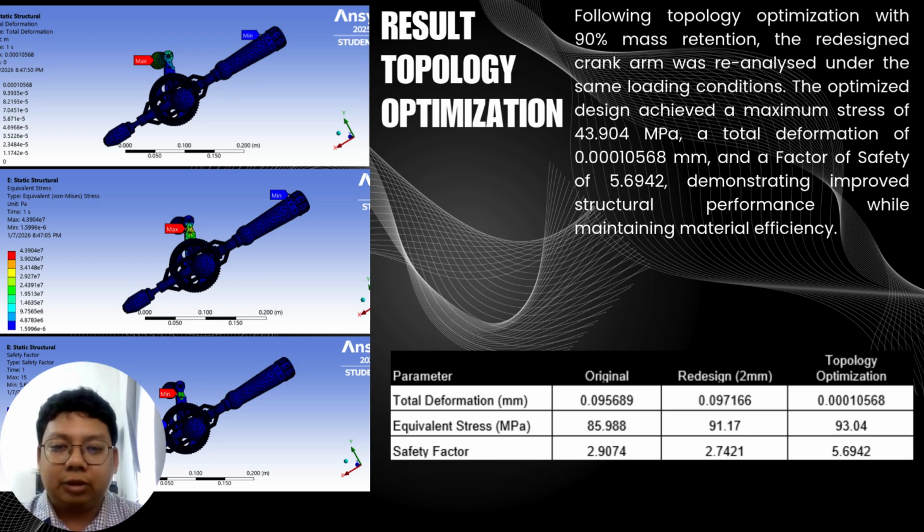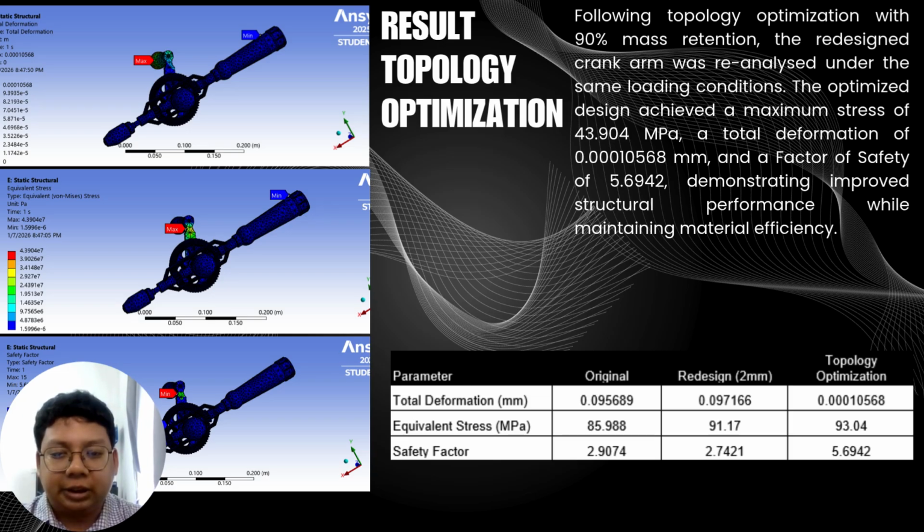The final analysis was topology optimization. Topology optimization, or structural optimization, is a numerical method used to determine where material is structurally necessary and where material may be removed or redistributed. In this analysis, a mass retention target of 90% was applied. The loading area and the main connection regions were preserved because they were required for functional load transfer.